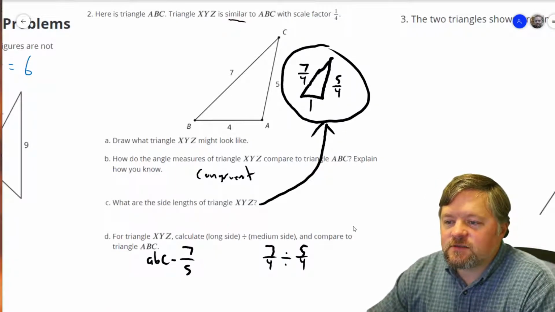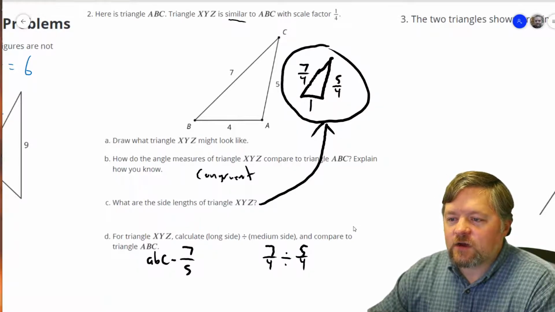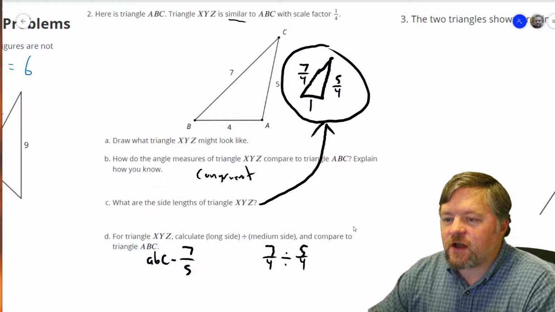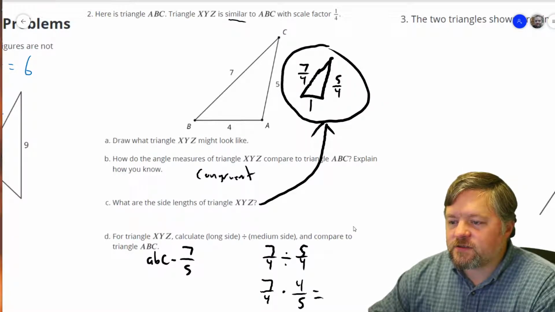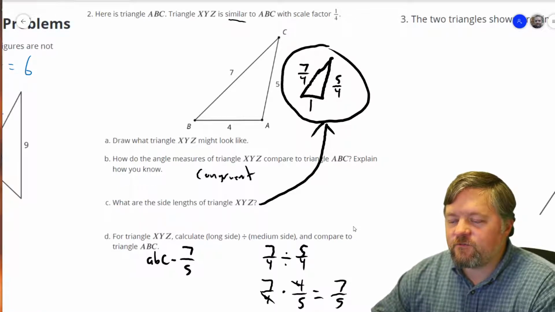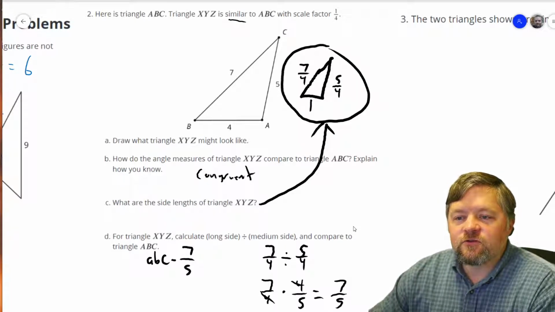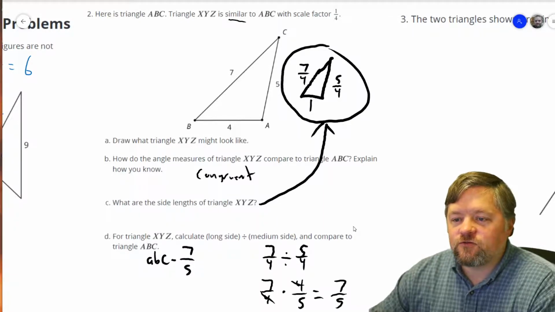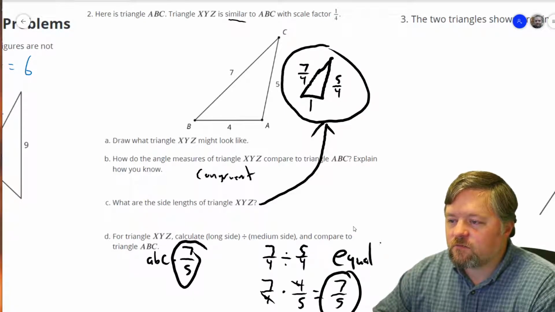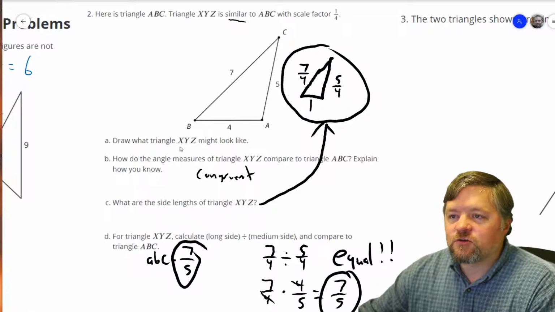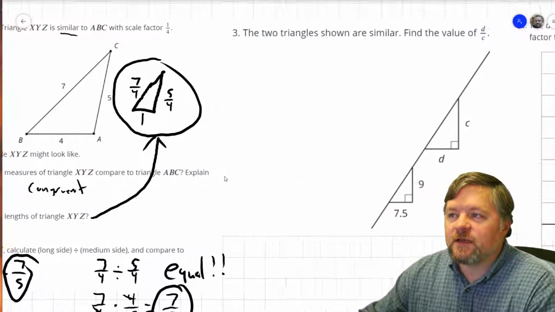ABC is 7/5. XYZ is 7/4 divided by 5/4. Dividing fractions means multiplying by the reciprocal. So it's 7/4 times 4/5. Those 4s are going to cancel and we're left with 7/5. How do the calculations of long side divided by medium side compare for the two triangles? 7/5 and 7/5. They are equal. So the ratio of side lengths will be equal.